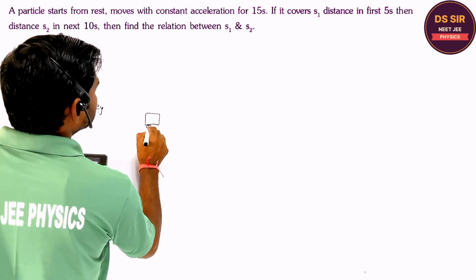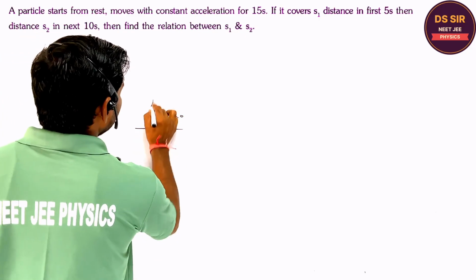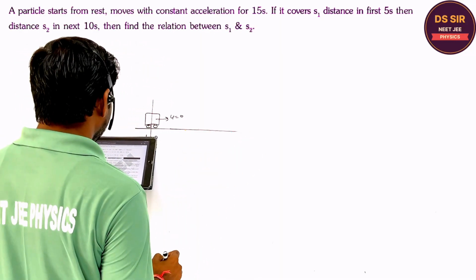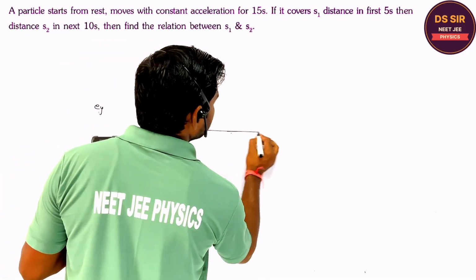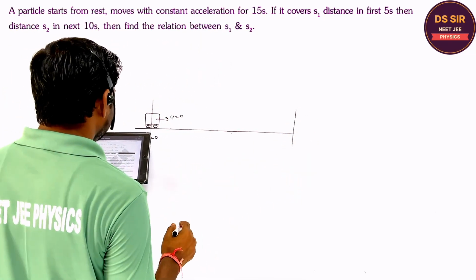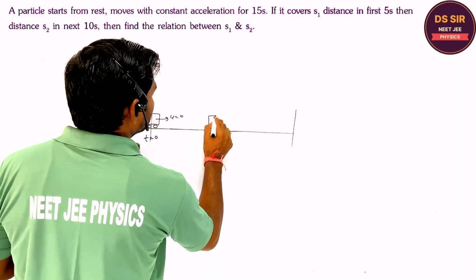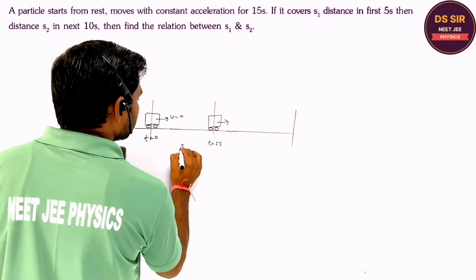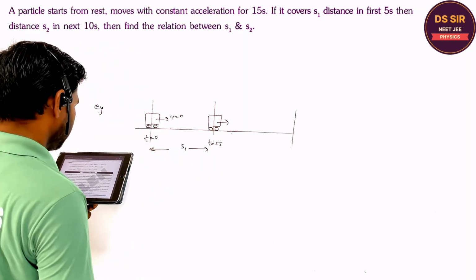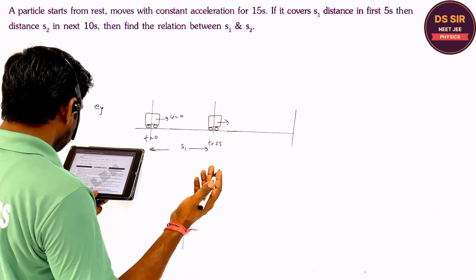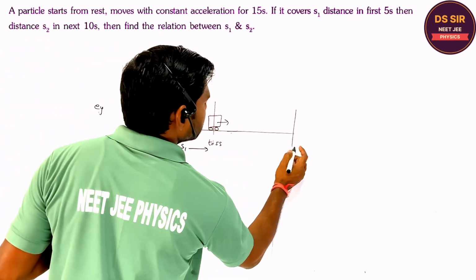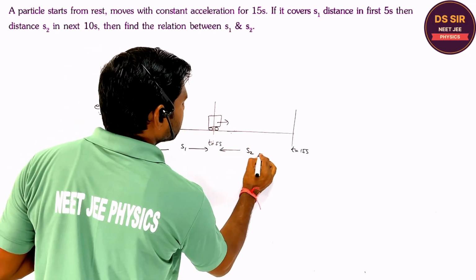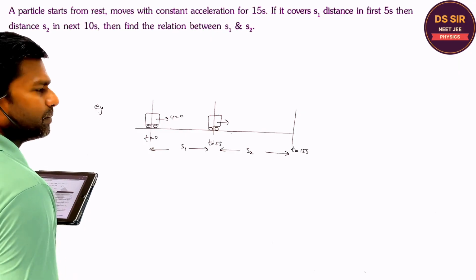In this question, a particle starts from rest, that is u is equal to 0. This is t is equal to 0, and it moves with constant acceleration for 15 seconds. Total time is 15 seconds. S1 is the distance covered in the first 5 seconds, and S2 is the distance in the next 10 seconds. So this is the 15 seconds over here. You understand or not, you tell?